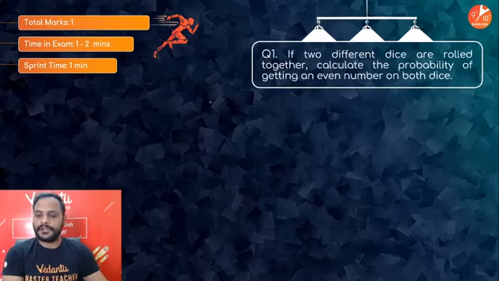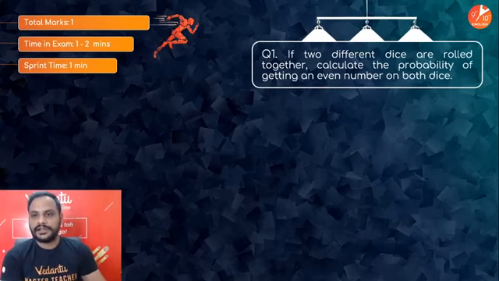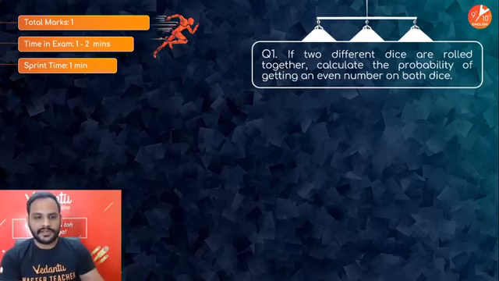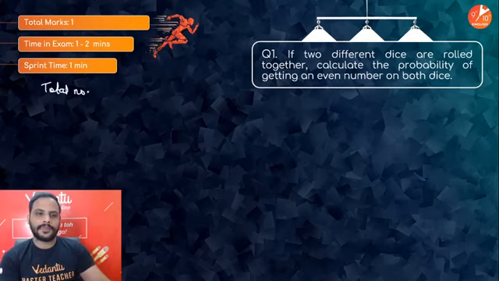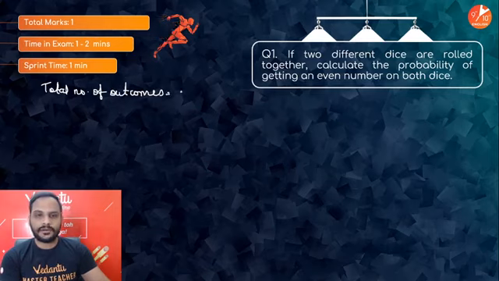First question: if two different dice are rolled together, calculate the probability of getting an even number on both the dice. When I roll two dice, the total number of outcomes I have is 36. Two dice outcomes we have done. Now the favorable outcomes.